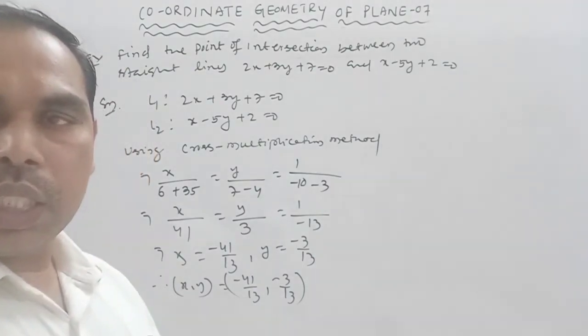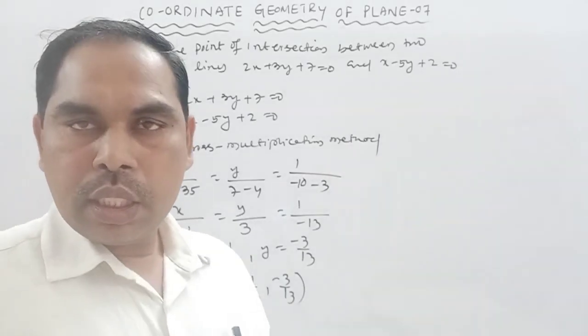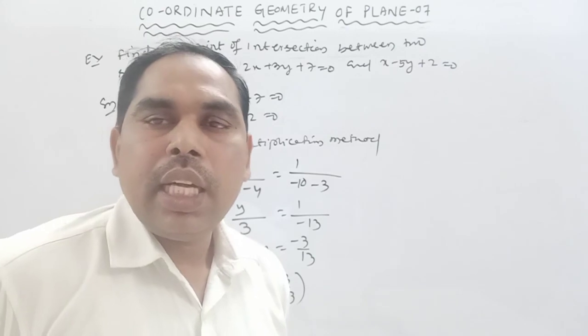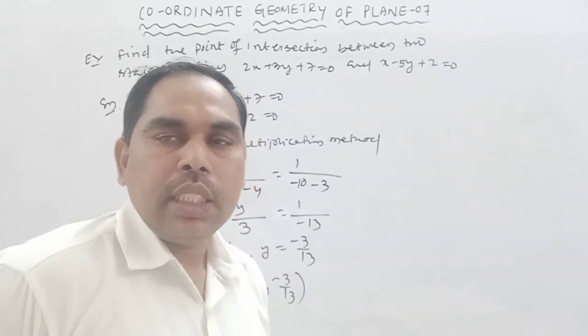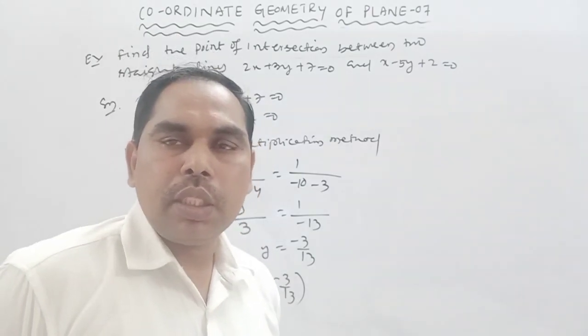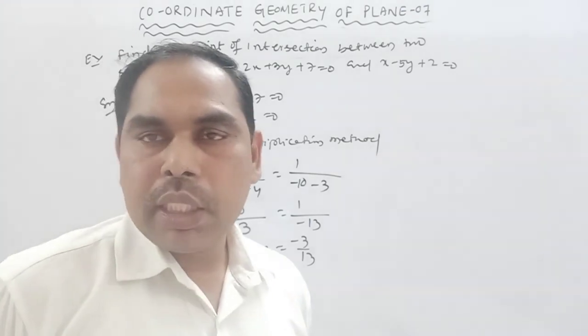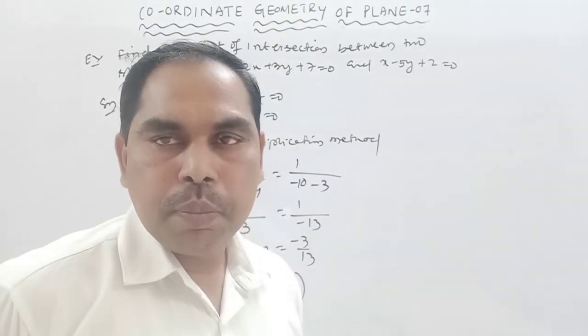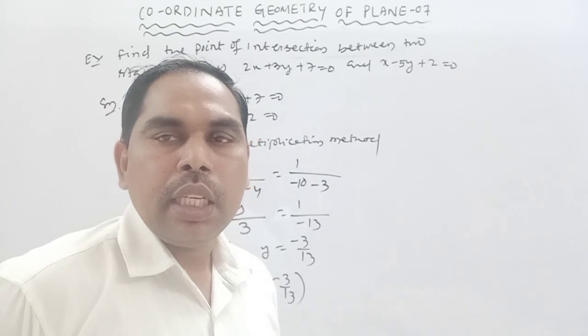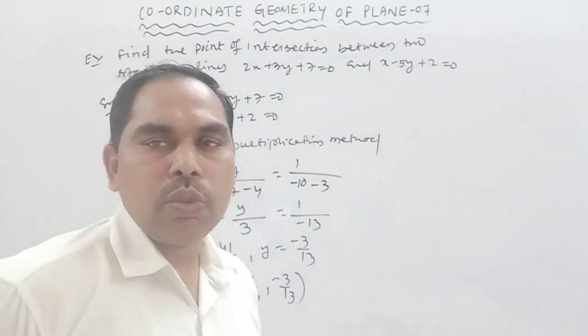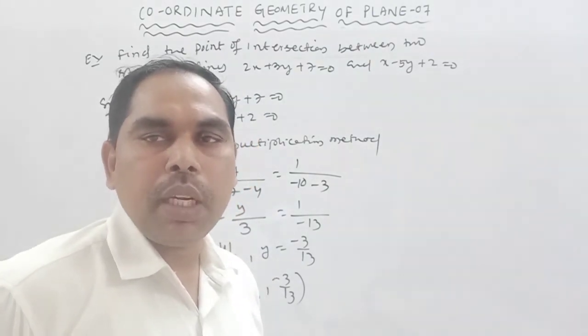Okay, in the next class we shall discuss another topic, that is three lines passing through a single point, that is concurrency. Next one, the equation of a straight line passing through the intersection of two lines, or family of straight lines.